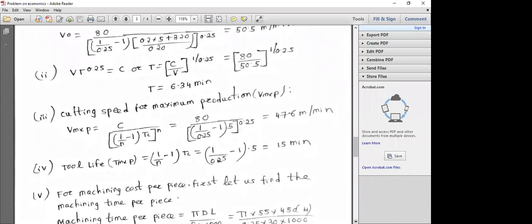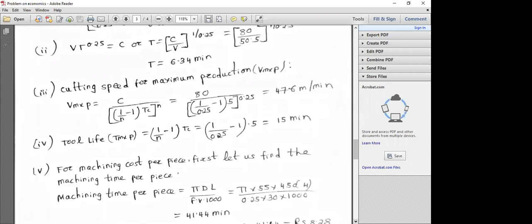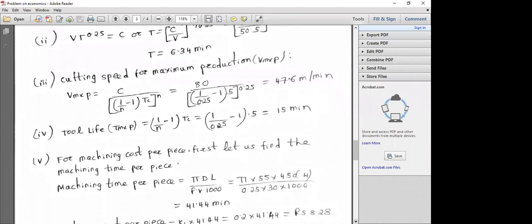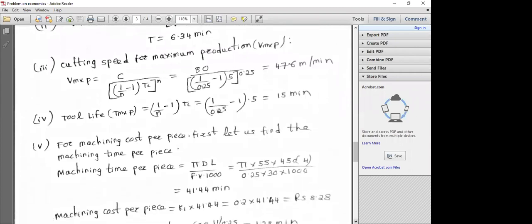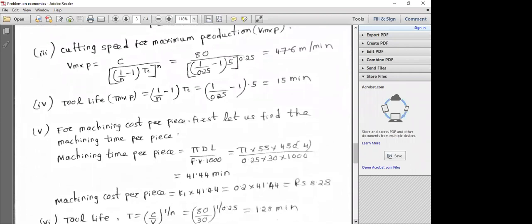So, what is the formula for machining cost per piece? It is nothing but pi dl by 1000 FV into K1. What is K1 here? K1 is the labor plus overhead charges per minute. K1 is 8 rupees 28 paise. So that you will be getting.